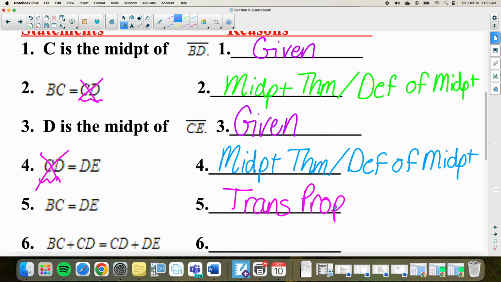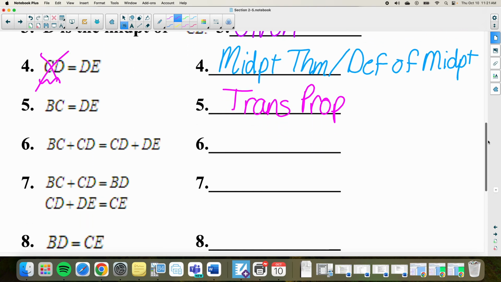Okay? Now, we did one like step 6 yesterday. This is not something I do in my proofs, but the book actually does this quite a bit. They took this, and what do you notice they did to both sides? Added CD. So they added the same thing. What do you think that would be called? Yes, addition property. Very good.